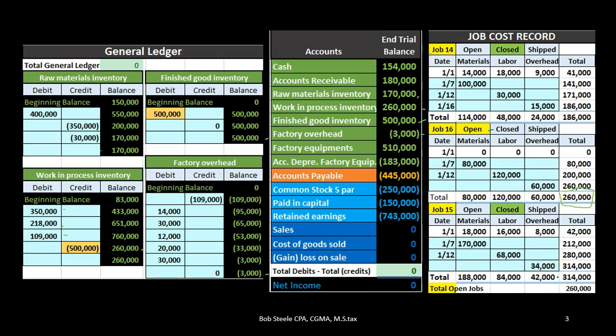When that is the case, a job cost system is often used in order to track that inventory flow from raw materials to finished goods and ultimately to cost of goods sold when sold.